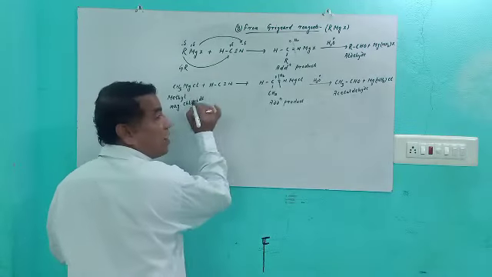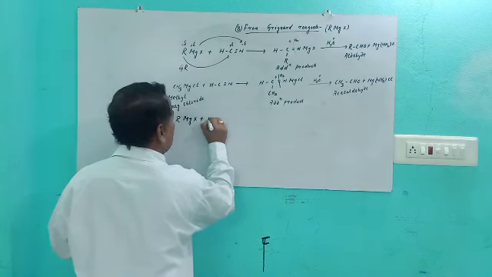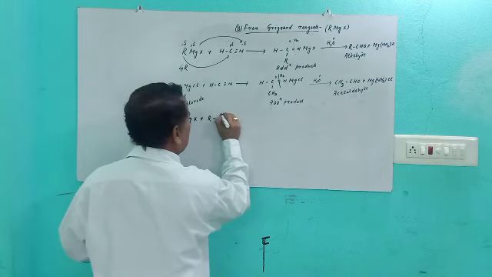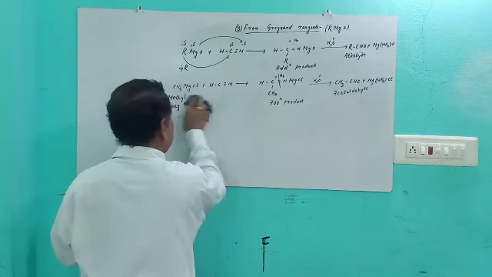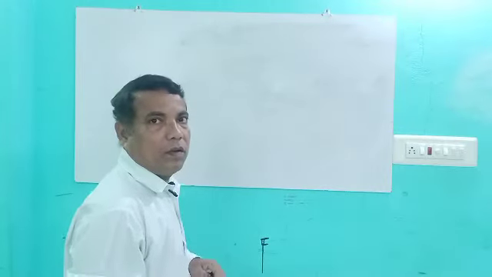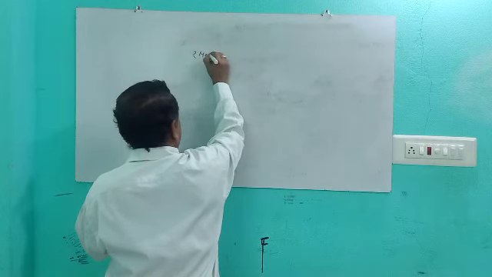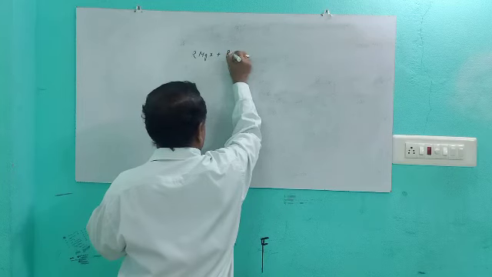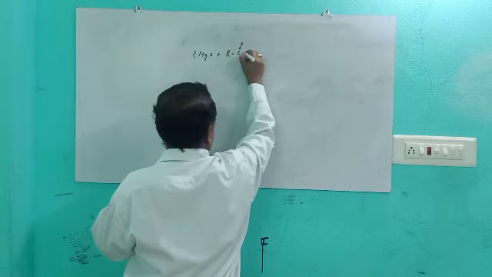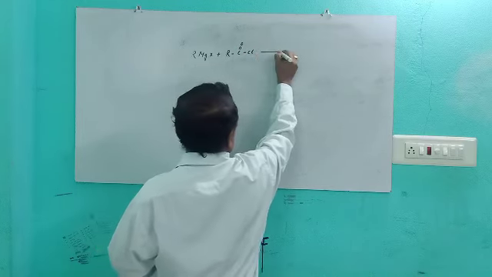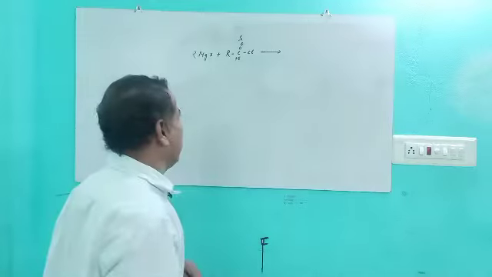When Grignard's reagent reacts with an acid chloride, Grignard's reagent is RMgX and acid chloride is RCOCl. In the acid chloride the carbon is delta plus, oxygen is delta minus, because oxygen is more electronegative as compared with carbon.